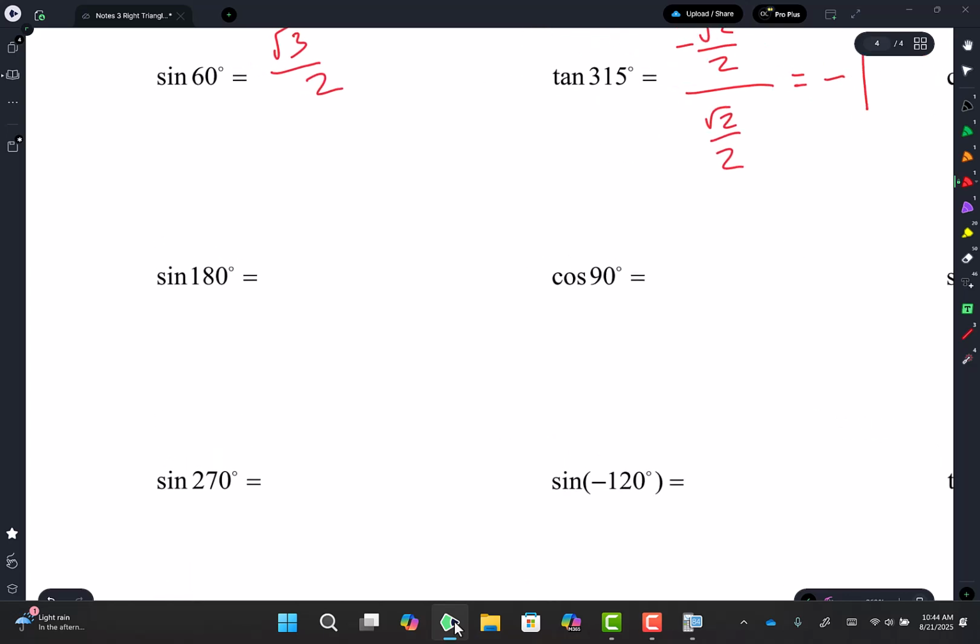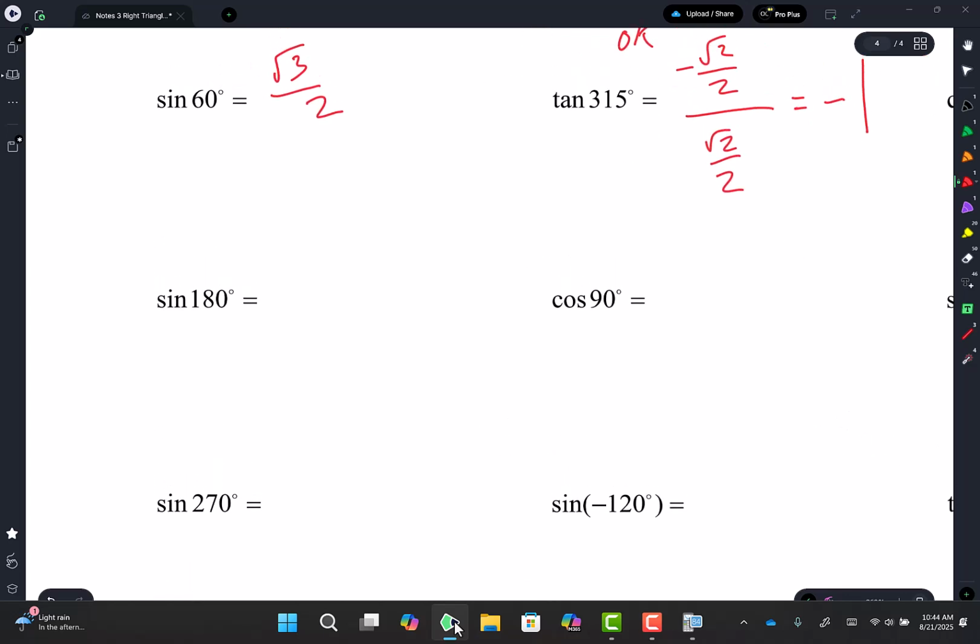Go to sine. Sine of 180. I'm going left to right. Go to 180 degrees. What is sine of 180? It's a y value. Yeah, be brave. It's okay. It's a safe space. What is it? 0. Cosine of 90 degrees. Go to 90 degrees. What's the value? 0. Cosine's the x.